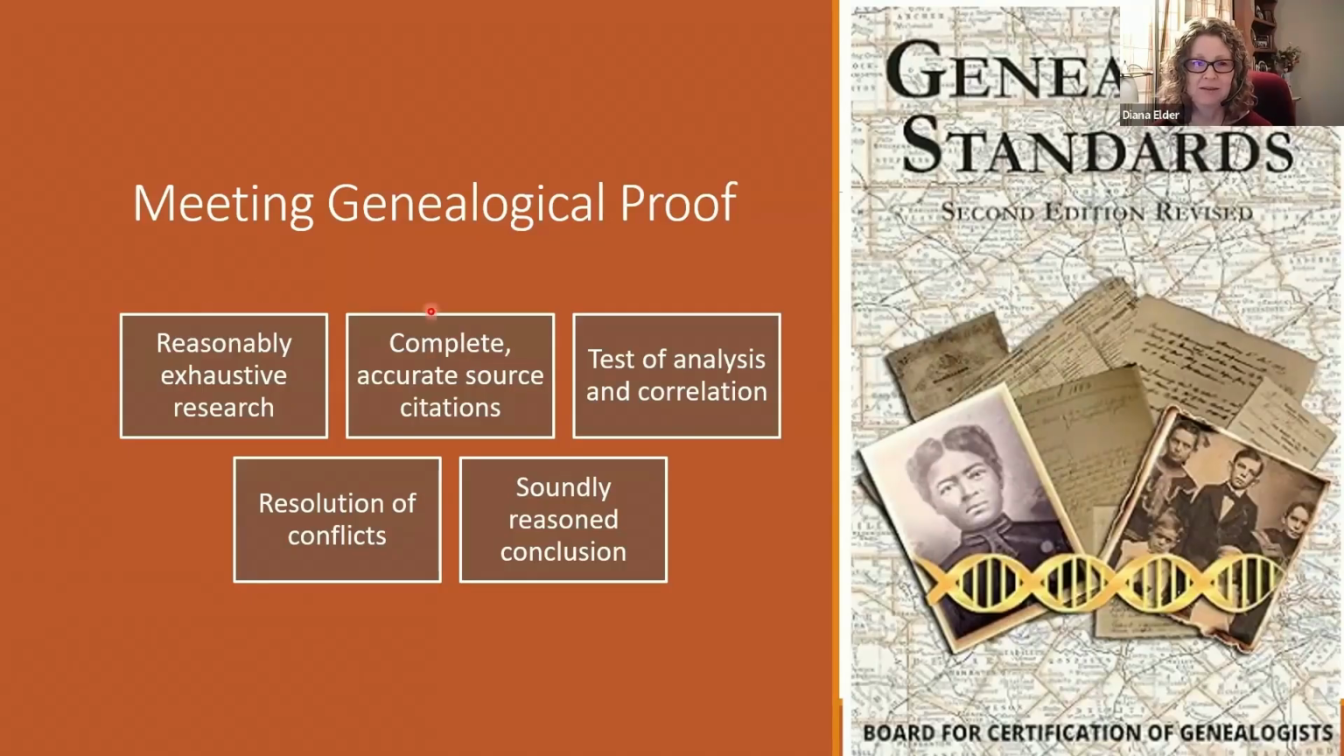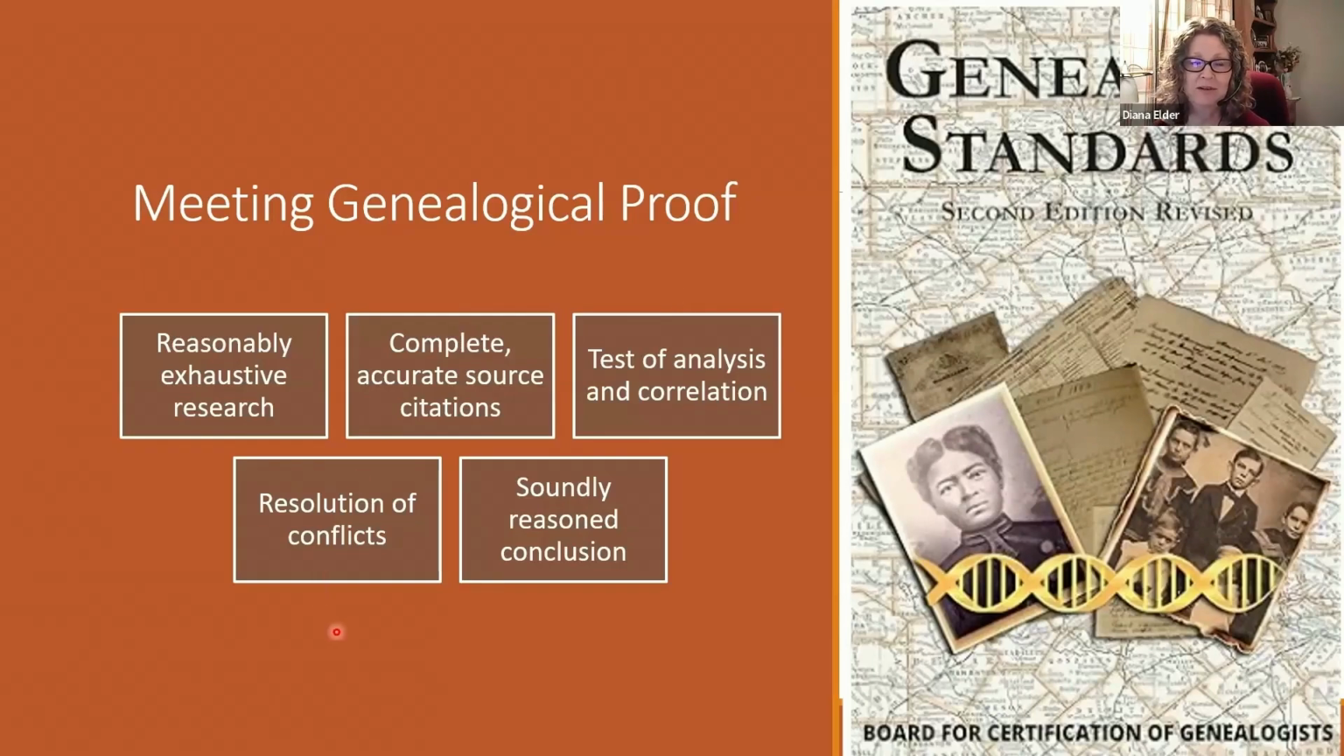And then, of course, we need to have complete, accurate source citations. And these citations would need to describe the record fully and also to enable us or anyone else to get back to the record. We have to be able to test all of the facts. So we've got to make sure we understand the sources and the information, the evidence, and what they are telling us, and then also correlate all of that evidence, putting it all together in a logical format.